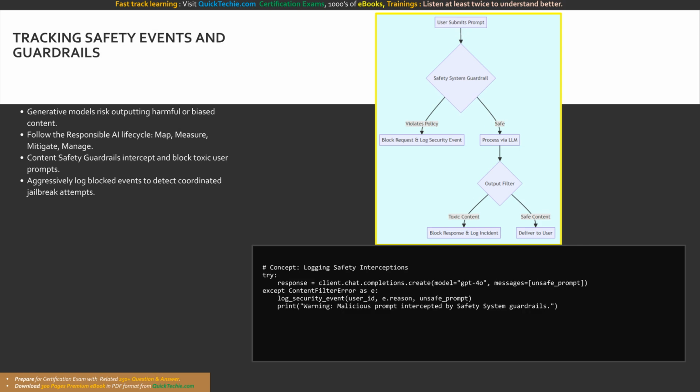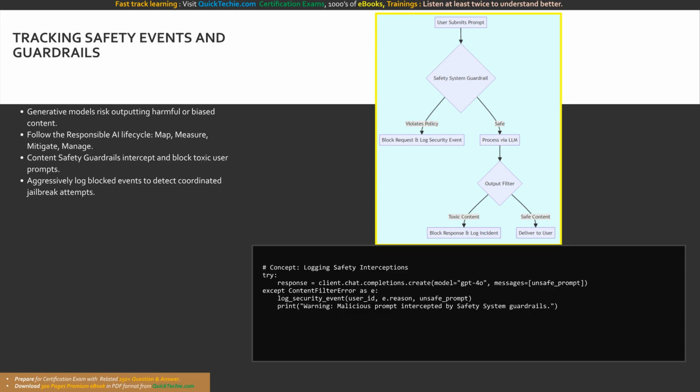A critical, non-negotiable pillar of securing your enterprise AI systems is aggressively monitoring for safety events and harmful content generation. Generative AI models possess immense power, but they can inadvertently generate harmful, biased, or highly inappropriate content if not properly constrained. Microsoft's comprehensive responsible AI framework forcefully emphasizes a continuous, iterative cycle to map, measure, mitigate, and manage these precise risks. In the crucial measure phase, you must continuously monitor your live, customer-facing system for malicious prompt injection attacks and toxic outputs.